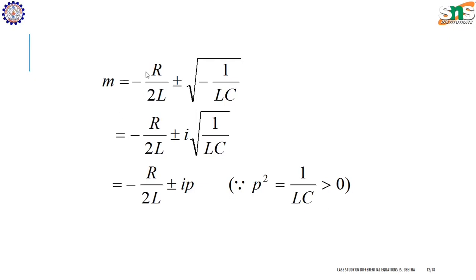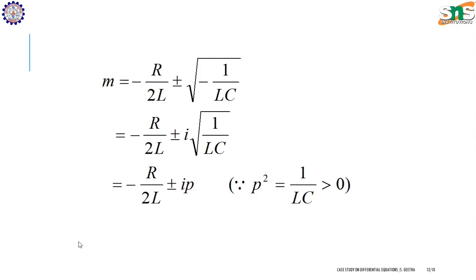m is equal to minus R by 2L plus or minus square root of minus 1 by L into C. Minus 1 is nothing but i square, taking it outside, we get minus R by 2L plus or minus i into square root of 1 by L into C. Here p square is equal to 1 by LC and also greater than 0. So, p is nothing but square root of 1 by LC. Using this, we get minus R by 2L plus or minus i beta. Here the roots are imaginary, that means alpha plus or minus i beta.